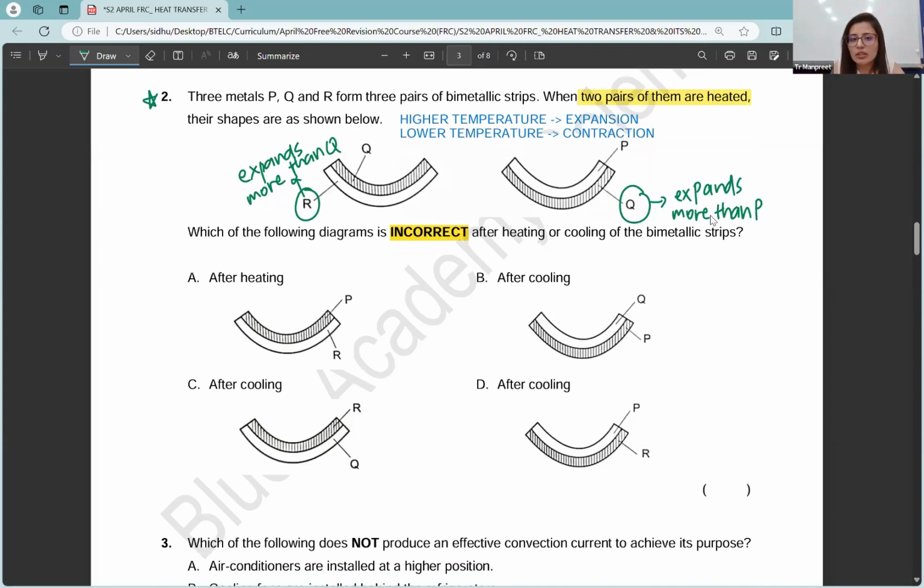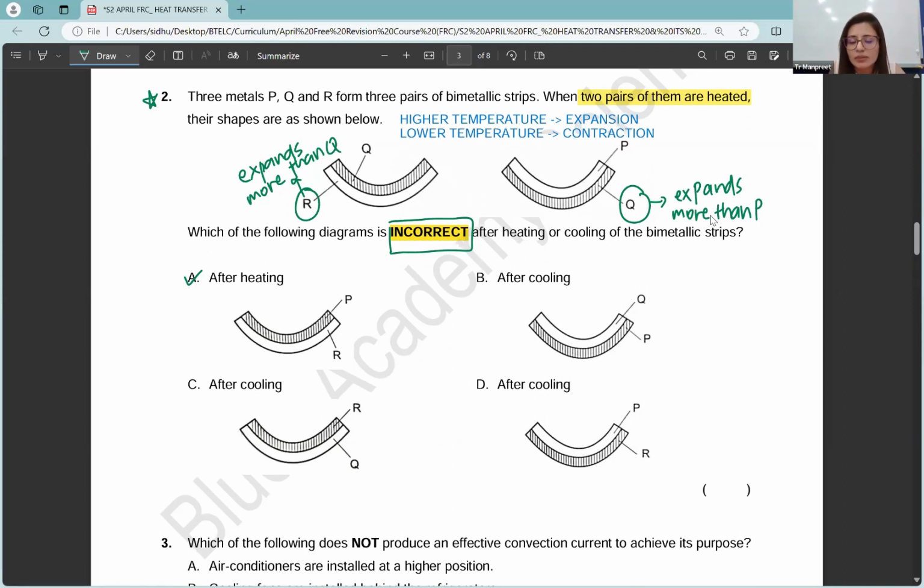So let's look at it. Now here R has expanded more than P. Now, is this correct? Will you expect this? Yes, correct. We will expect this. So this is correct. Take note, the question says incorrect. So we don't want the correct answer. We want something that's incorrect.